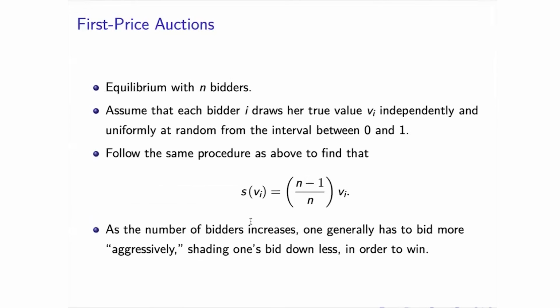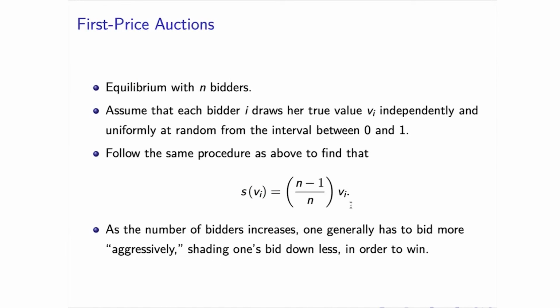So if you have n bidders, you get the following result: if each of the bidders is drawing their true value independently and uniformly at random between 0 and 1, then the optimal bidding function in Nash equilibrium is going to be of the form S of Vi equals n minus 1 by n times Vi, right? The previous case that we discussed had n equal to 2, hence this n minus 1 by n had become 2 minus 1 by 2, or half, right? But the general result is that if you have n bidders, this is what you get.